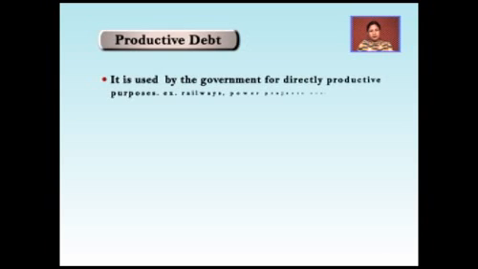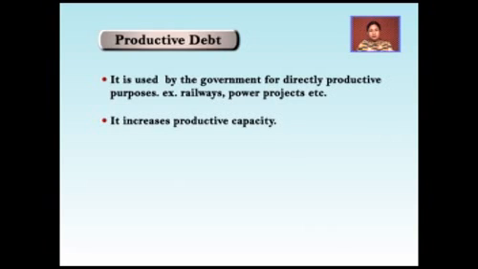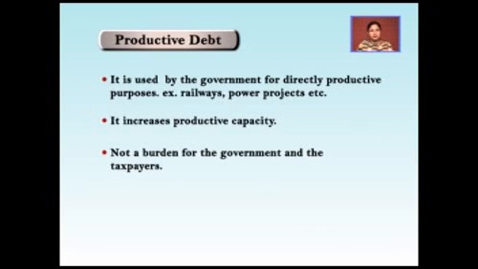The next category is productive debt. Productive debt is that which is used by the government for directly productive purposes, for example, for the construction of railways, power projects, etc. And this is the debt which increases the productive capacity of the country. As a result, productive debt is not a burden for the government as well as for the taxpayers.